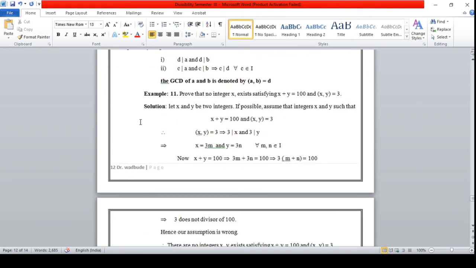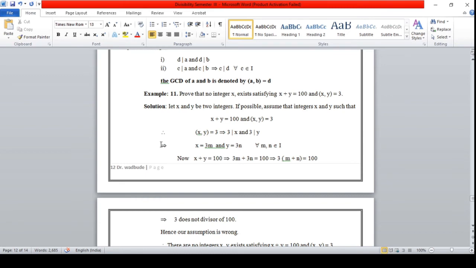Next example: prove that no integers x and y exist satisfying x plus y is equal to 100 and GCD of x and y is equal to 3. This means there are no integers x and y of this type where x plus y is equal to 100; this equation is given and their GCD is 3. There are no such integers x and y.